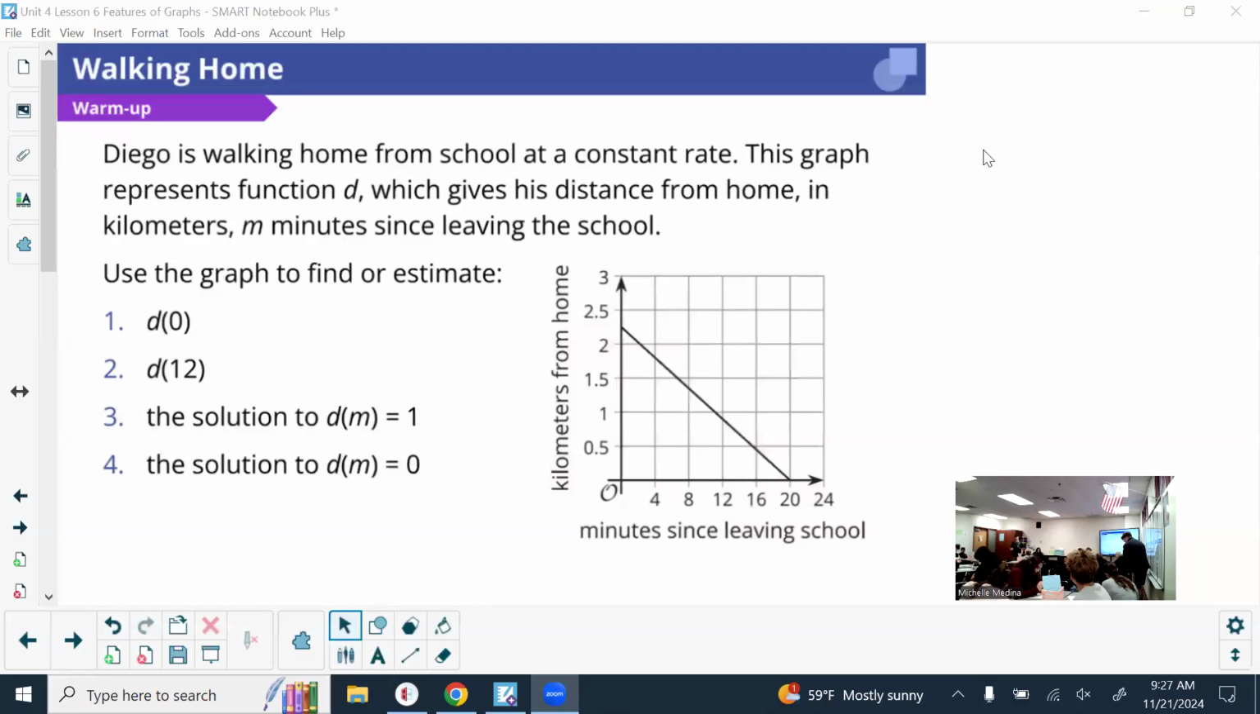The warm up is something you all should know how to do because it's not having you recall something from middle school. It's literally having you recall something from just yesterday and a couple days before that. So Diego is walking home from school at a constant rate. This graph represents function g, which gives the distance from home in kilometers and the meters in between school. You're going to use the graph to estimate these answers that are written in function notation. Shouldn't take that long, so we'll go over them in about 3 minutes.